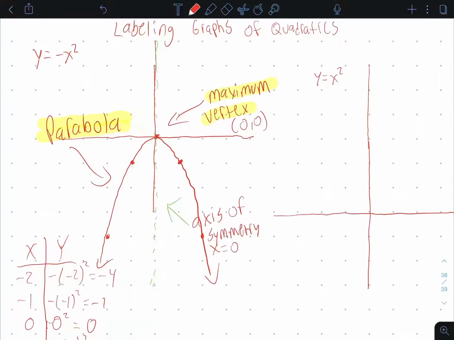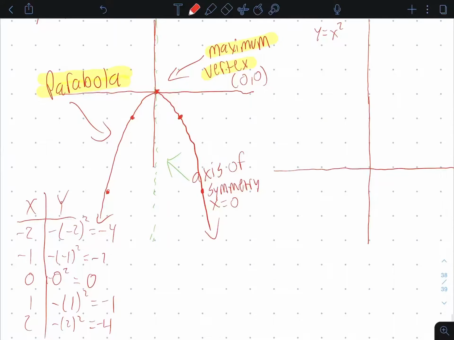Let's do it one more time with this one on the right. Y equals x squared. Let's make another table of x's and y's. Negative 2, negative 1, 0, 1, 2. And we're just going to square each of these numbers, so I'm not going to show my work for that. 4, 1, 0, 1, 4.